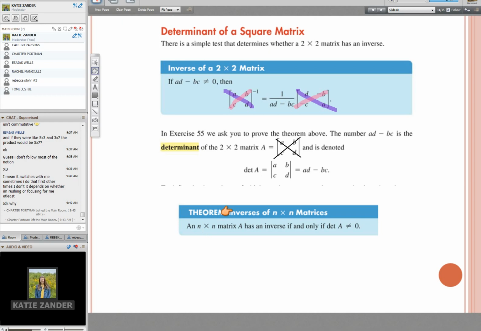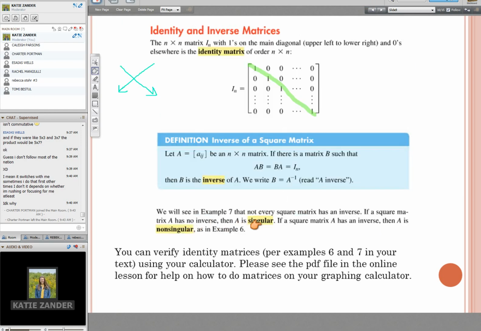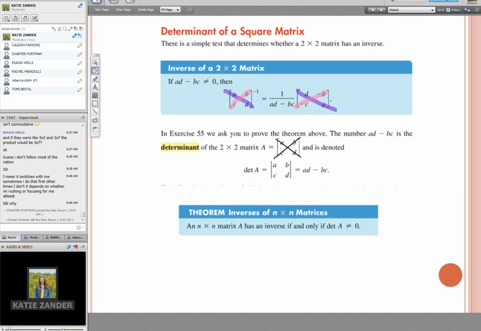And again, there is only an inverse if the determinant is not 0. If you do get 0, there's no inverse for that matrix, right? So that would be considered singular if there's no inverse for it. This only works for square matrices, by the way, as well. So you've got to have a square matrix present to find the inverse of that. If it's not square, you cannot find the inverse of it.